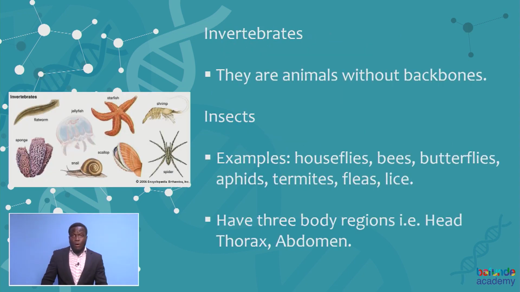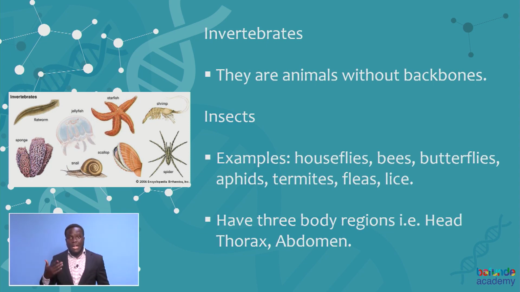The next group of animals that we are now going to learn about are the invertebrates. We said that we've grouped animals into two major groups, the vertebrates and the invertebrates. We've seen the vertebrates, the warm-blooded animals and the cold-blooded animals, and the classes of those particular animals in those two groups. Now we are going also to learn about the invertebrates.